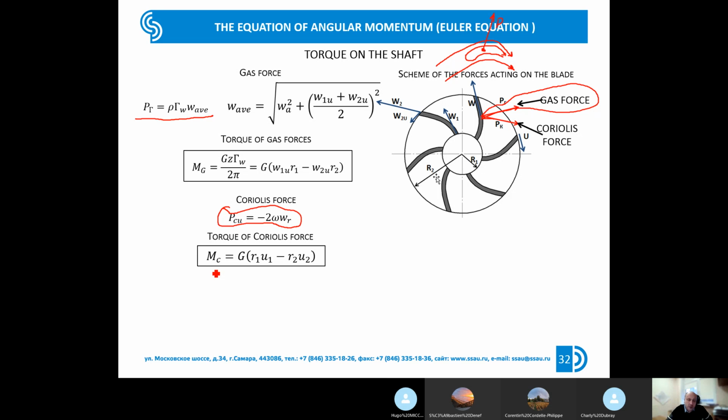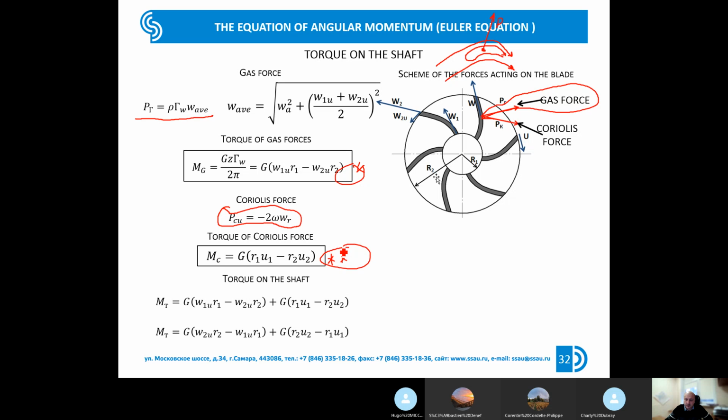Of course, the assumed torque is the sum of the torque which is created by gas forces and the torque which is created by the Coriolis force. That's why to receive the common torque, the total torque acting on the blades, we need to sum the first equation and the last equation. So finally we receive these two equations. The first one will be for the compressor. The second one will be for the turbine.